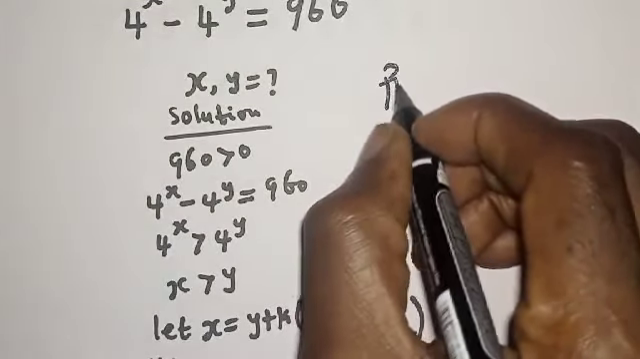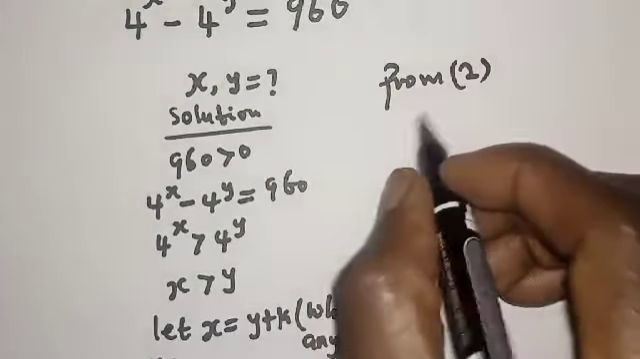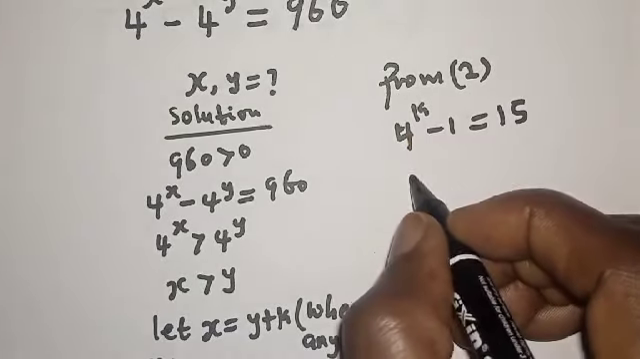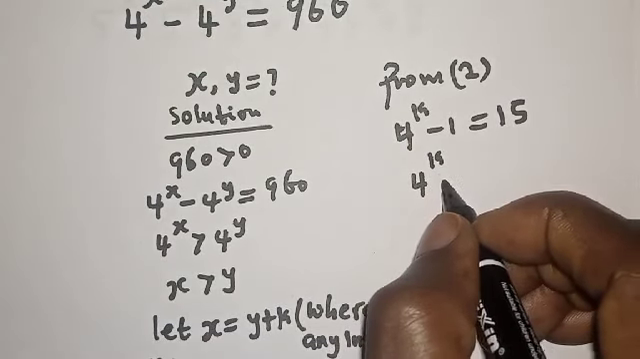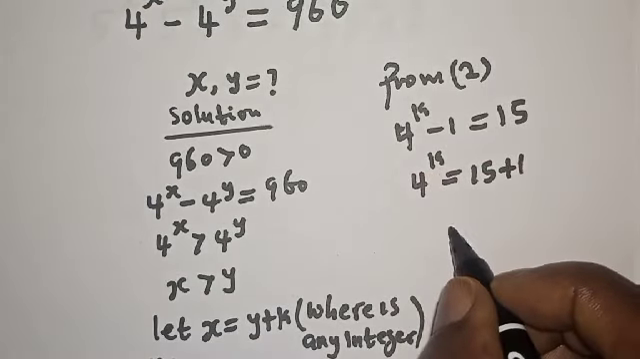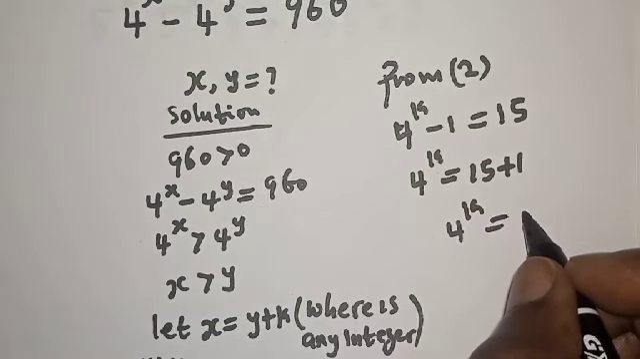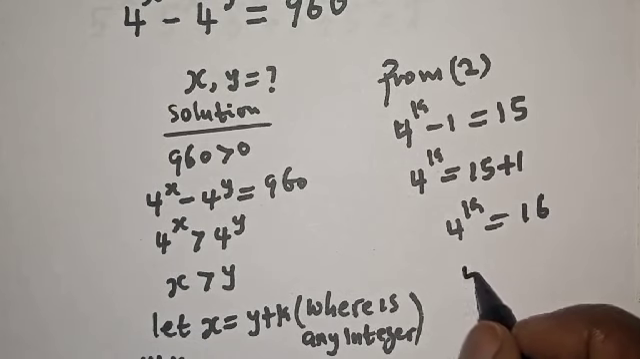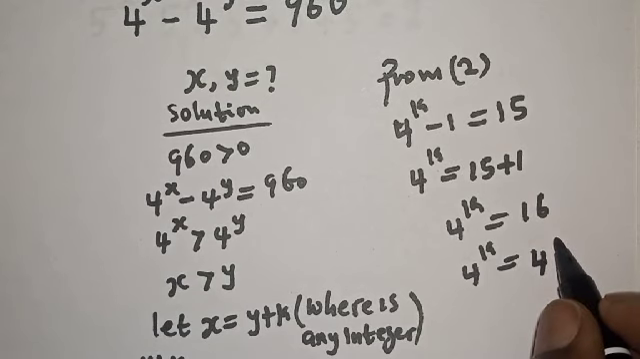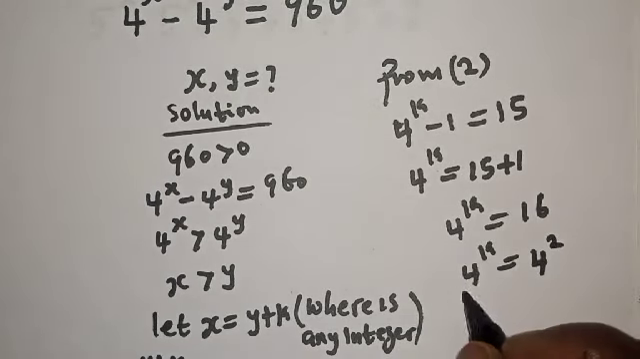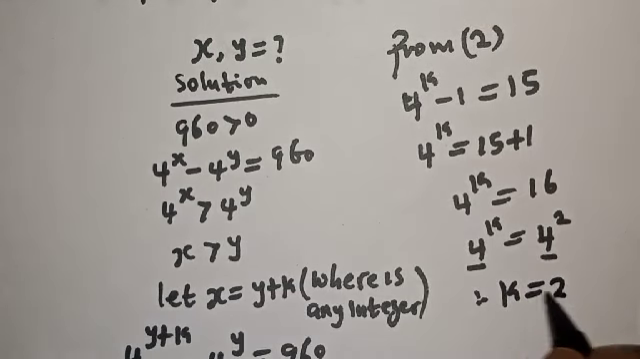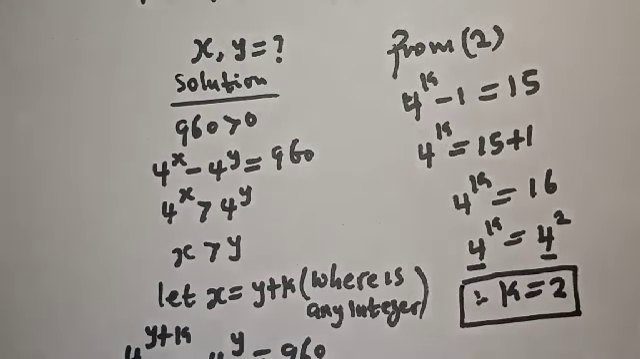Then from equation 2, 4 raised to the power k minus 1 is equal to 15. 4 raised to the power k is equal to 15. If this one crosses to the other side, you get plus 1, then 4 raised to the power k is equal to 16. 16 is 4 squared, we have the same base 4. Therefore, k is equal to 2. This is the value of k.